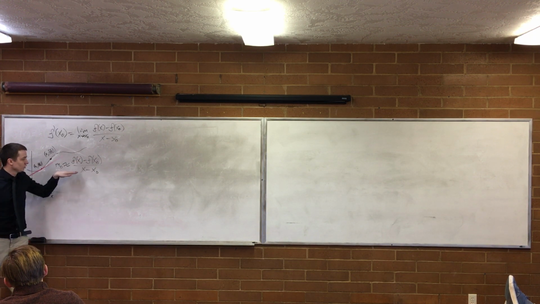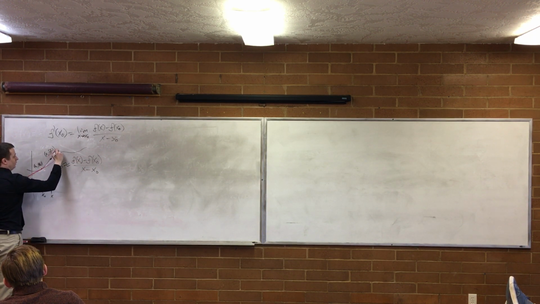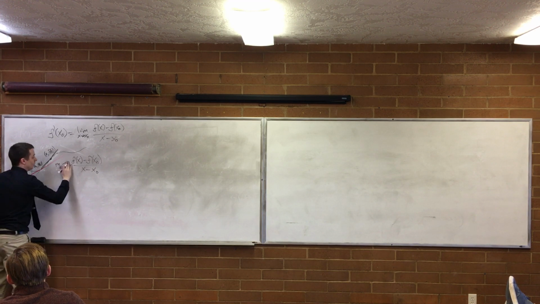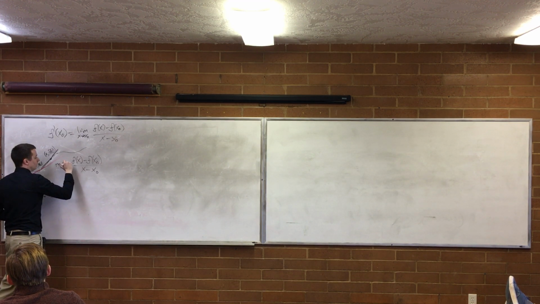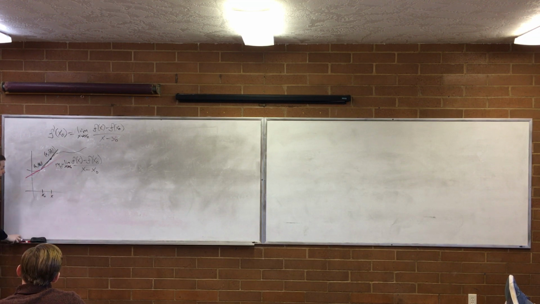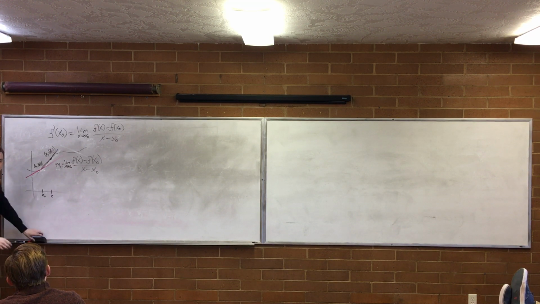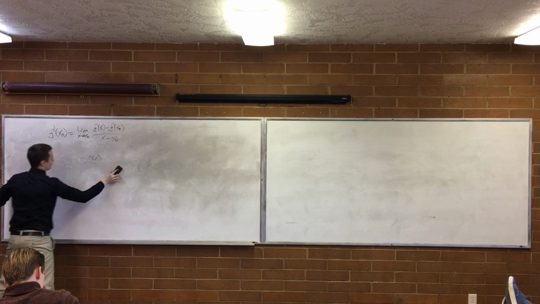When we do this calculation, we're going to get the slope of this line, which is not the tangent line, right? But as I take the limit of this, as x approaches x naught, as this point gets closer and closer to this point, this line gets closer and closer to coinciding with the tangent line. And so once it coincides, then we have our slope. That's the big idea.